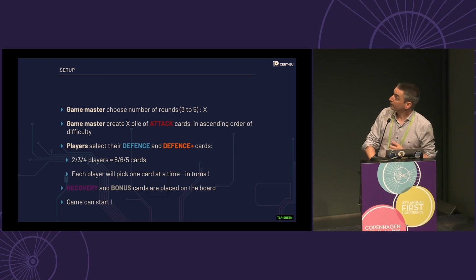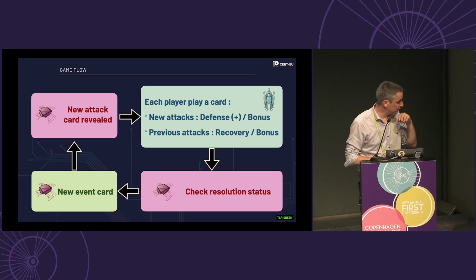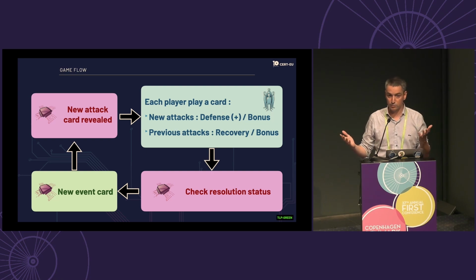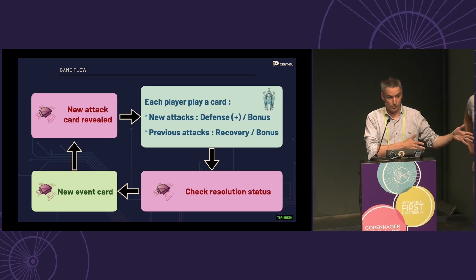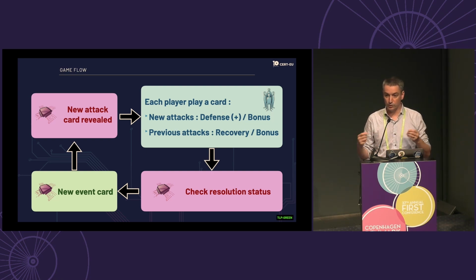And finally, before passing the mic to Marton, the game flow is pretty straightforward. A new attack card is revealed in a turn, then every player will pick one of the cards he has in his hand. So he needs to choose which is the most relevant one for the actual attack he needs to face. He may actually have to face several ones, either because there is an event or because he was not able to repel the previous attack. So then you will have to use special cards, the recovery and the bonus cards.